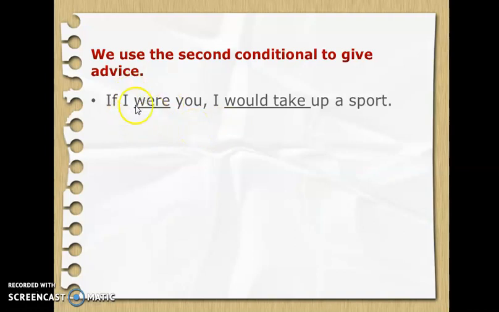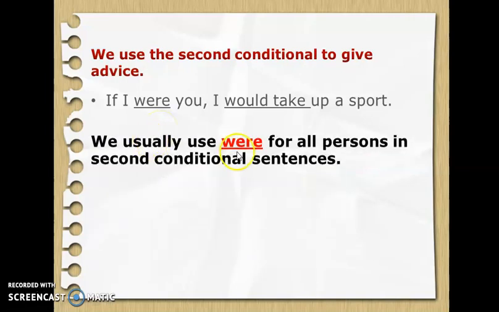So for all persons, whether you are using I or he or she, you always use were. We usually use were for all persons in second conditional sentences, that is, in situations where things do not happen now, and will not happen in the future. You are talking about something that is imaginary, something that you imagine.